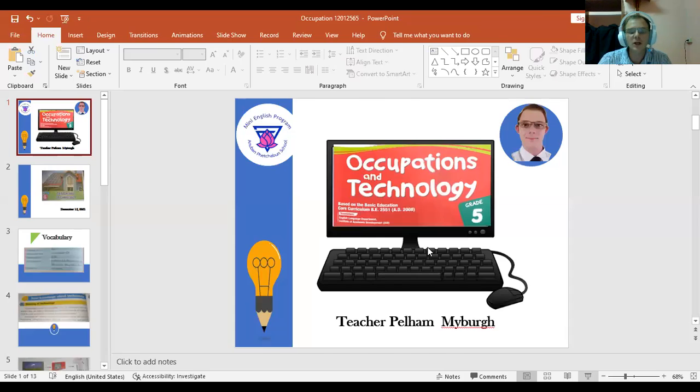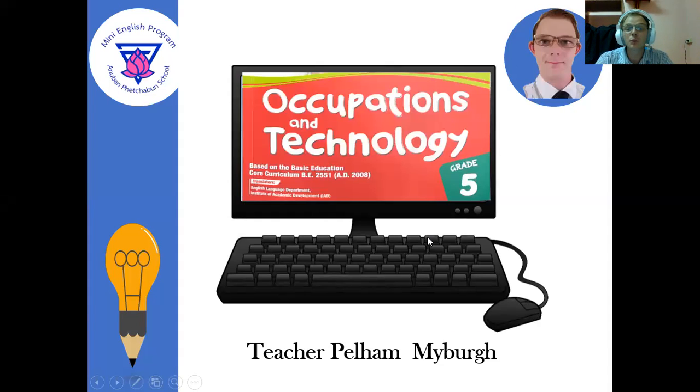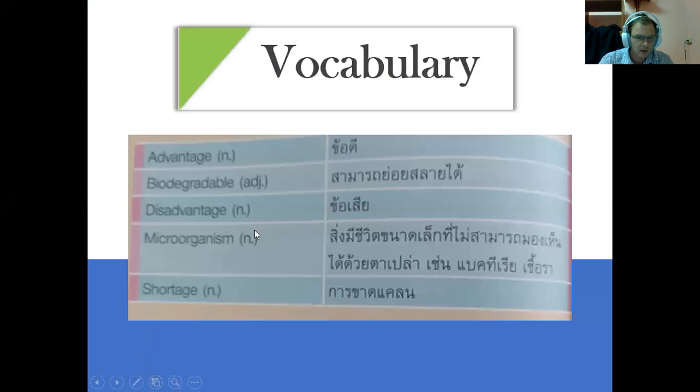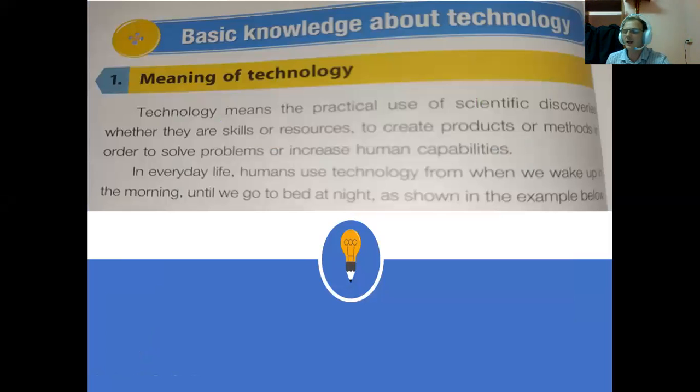In today's video, we're going to talk about occupation. First off, I quickly want to go through what we have already done, just because we haven't looked at it in a while. We're currently busy on Unit 6, Design and Technology. The vocabulary we have is advantage, biodegradable, disadvantage, microorganism, storage. Those are our 5 vocabulary words we practiced.